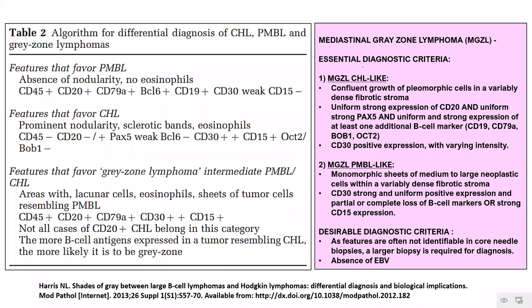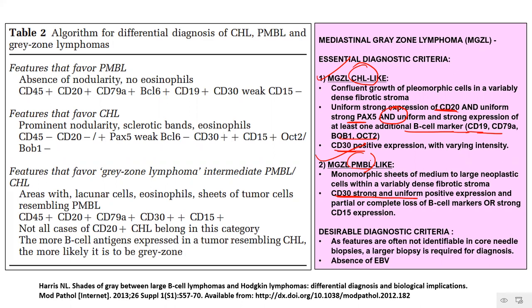Okay, so as per the new WHO classification, the mediastinal gray zone lymphomas can be characterized into those which morphologically look like classic Hodgkin lymphoma, but which, in addition to the classical Hodgkin lymphoma appearance of CD30 positivity, also show you the unusual strong positivity for B cell markers like CD20 and PAX5. But in addition, they need to be worked up for one additional B cell marker like CD19, CD79A, BOB1, or OCT2. On the other hand, you could have a mediastinal gray zone lymphoma which looks on histology like a primary mediastinal B cell lymphoma, but which unusually shows very strong and uniform expression of CD30.